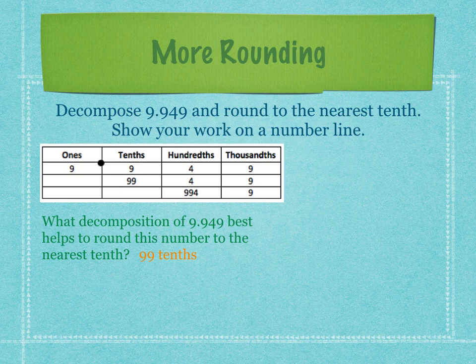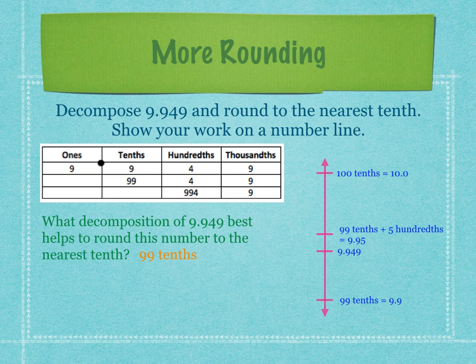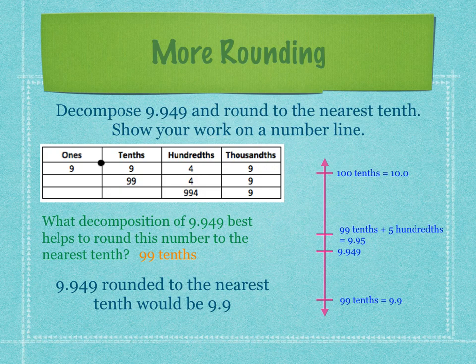So if we put this on a number line, we would put 99 tenths, which is 9.9, on the bottom. We would put 100 tenths, which is equal to 10.0, up at the top. Okay, in the middle would be 99 tenths and 5 hundredths, which would be 9.95. And then we would put our 9.949 on our number line, and notice that it is less than 9.95. So therefore, it's closer to the 99 tenths, or 9.9. Therefore, 9.949 rounded to the nearest tenth would be 9.9.